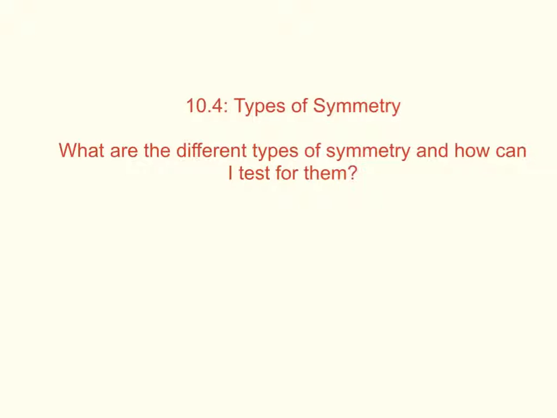So for section 10.4, we're going to be looking at the different types of polynomial symmetry and how we can test for them without having to graph them. In other words, how we can test to see if certain polynomials have symmetry without actually putting them on a graph and drawing them.